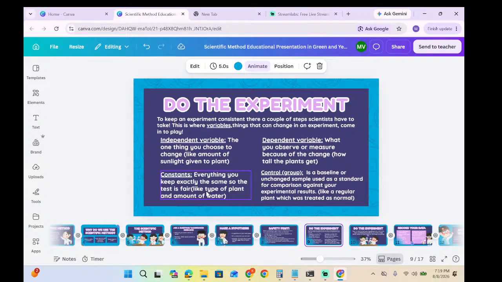The dependent variable, however, is kind of like the opposite of the independent variable. It's what we observe or measure because of the change. Because of the independent variable, what happens to the dependent variable? You can kind of tell because the independent is what we change, and the dependent is dependent on the independent variable. That's kind of how you have to look at the wordplay. And in the example experiment I'm talking about throughout these steps, it's how tall the plant gets because of the independent variable.